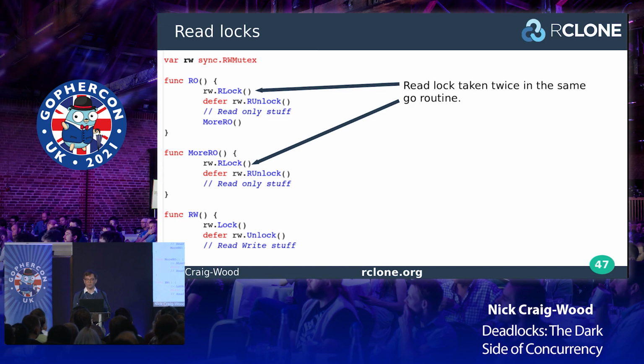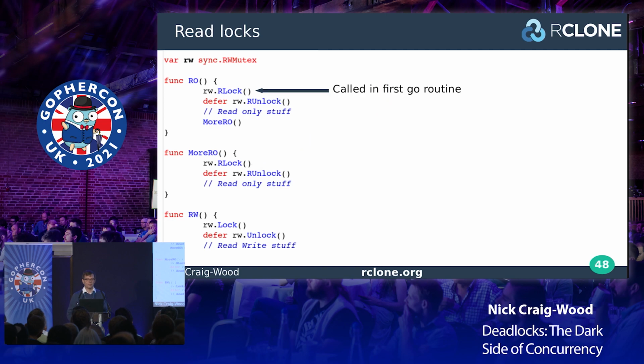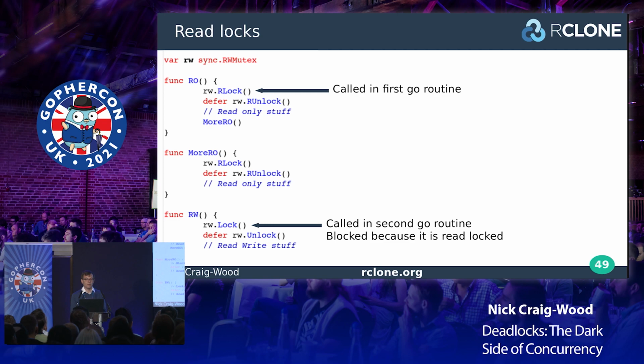This example was also simplified from a real-world example from rclone, which was caused by a bit of careless refactoring. The first step of the deadlock is the read lock being taken in Go routine 1. So far, so good. The next step is the read-write lock being taken in Go routine 2.